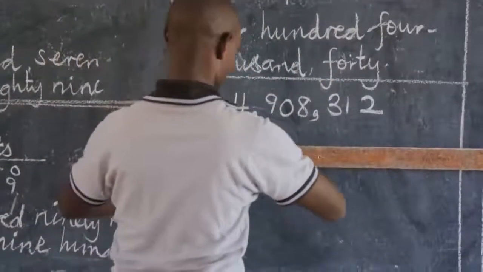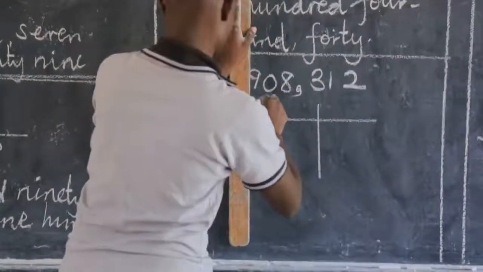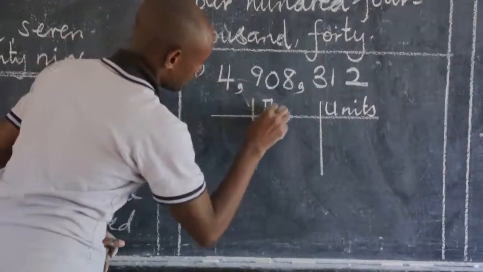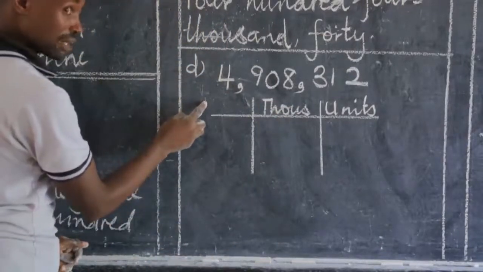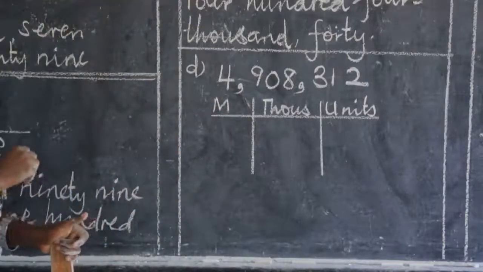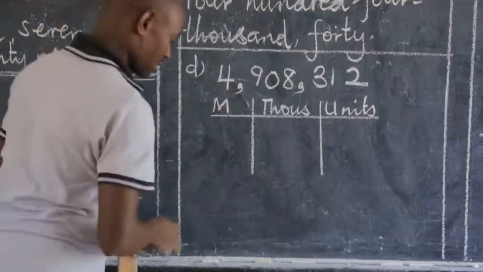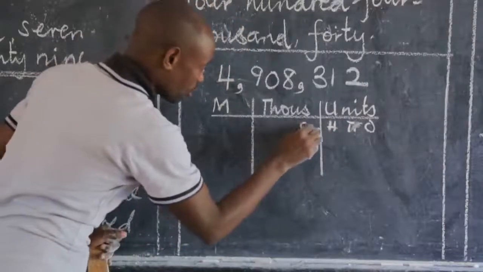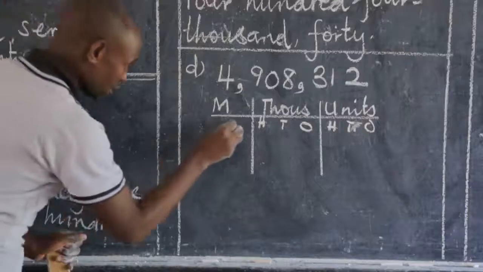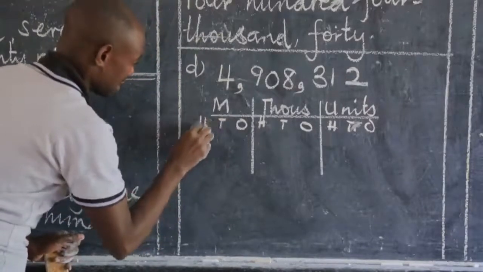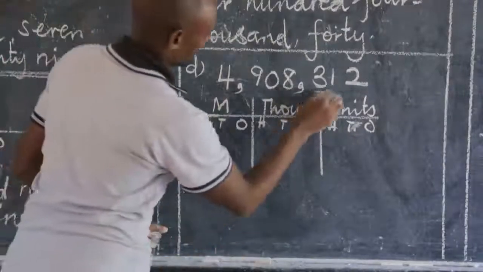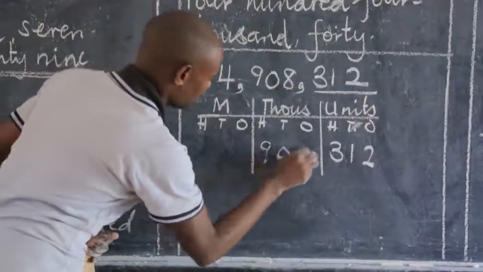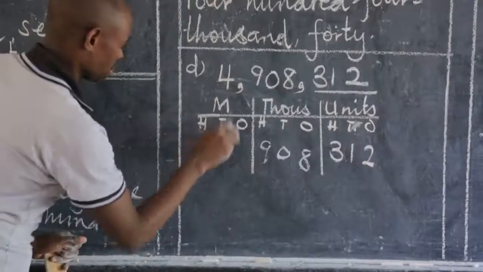So in this case, we shall have units here. Then this one is in thousands. But here we also have some numbers. And what we have here is in millions. Okay? This one is in millions. Under each category, you must have ones, tens, hundreds. Even here, you must have ones, tens, hundreds. Even here, you must have ones, tens, and hundreds. Okay? So, the last three, three, one, two. What about here? 9, 0, 8. Then this one, we'll have to go to millions here.